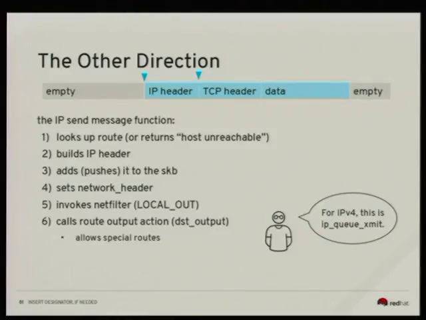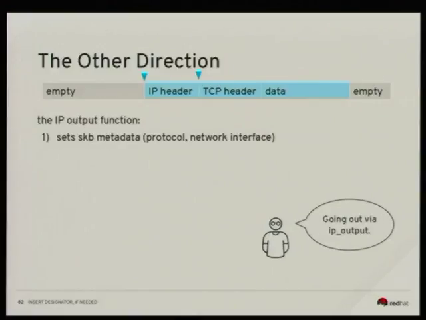And then, similarly to how we call the route input action on ingress, on egress we call the route output action, which usually is something really simple, like send the packet out. But it can be some really special stuff, like encapsulate the packet in a tunnel or drop it, because this route goes nowhere. But let's look at the normal, classical, typical situation when we're going out.